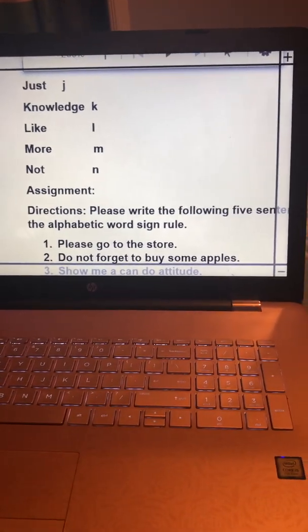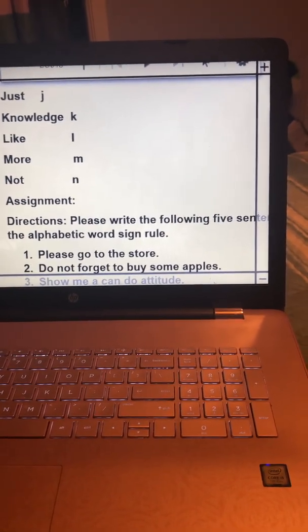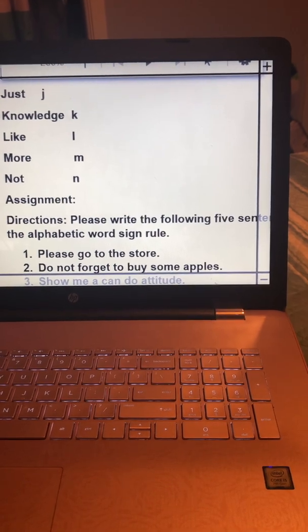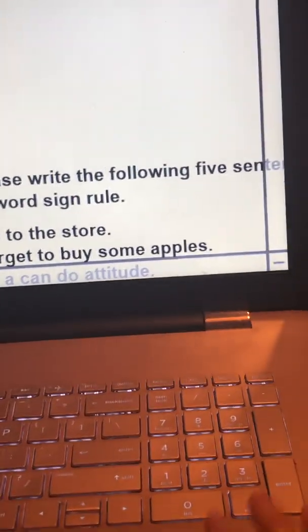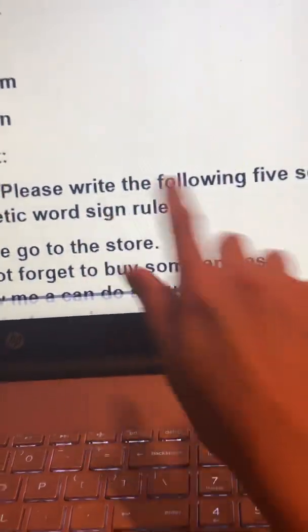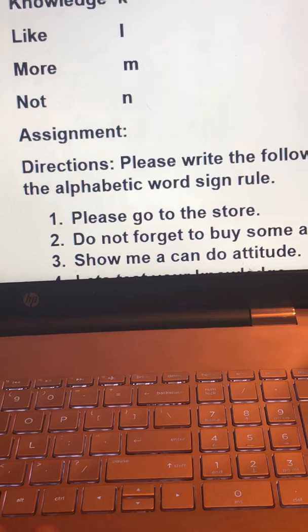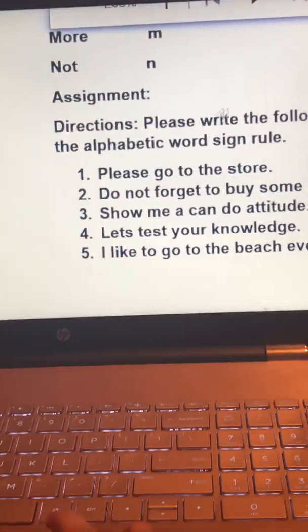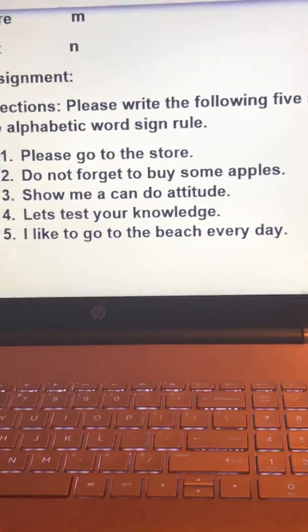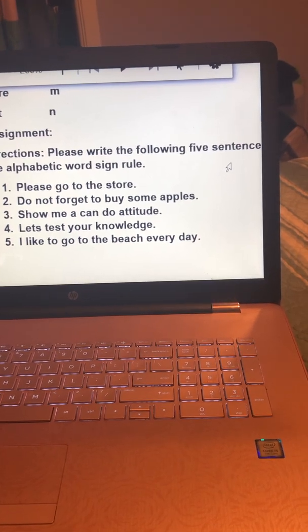Then I wanted to give you guys a brief assignment that's going to allow you to apply the rule. And I'll elaborate. So directions. Please write the following 5 sentences in Braille using the alphabetic word sign rule. So, let's read them. I'll explain exactly what I want you to do for further elaboration. Please go to the store.